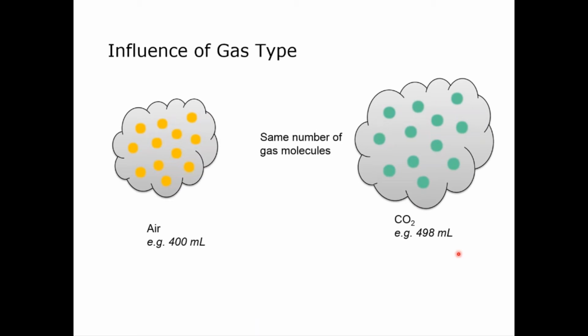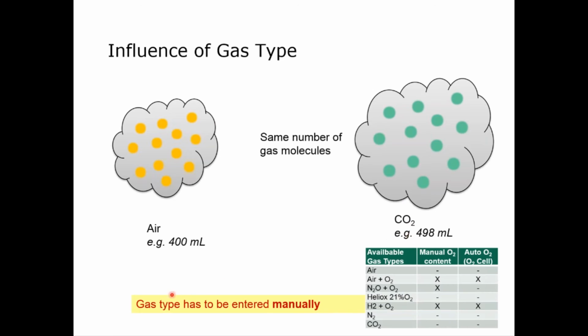As a next, we look at the effect of gas type. If for some reason we forget to set the gas type and we measure CO2, but the device is still set up for air, we make a significant error of about 20 to 25%.